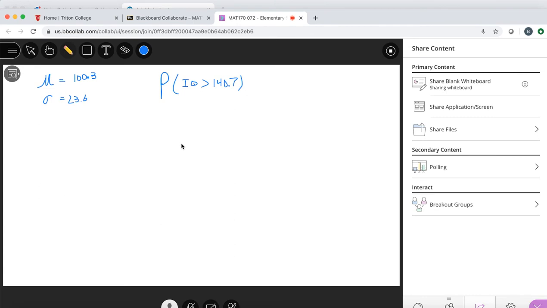Okay, I made this whiteboard. So here's the mean, 100.3. Here's the standard deviation, 23.6. And we want the probability that the IQ is greater than 140.7. So I'm going to draw our normal curve. All right, that's not great, but you get the idea.